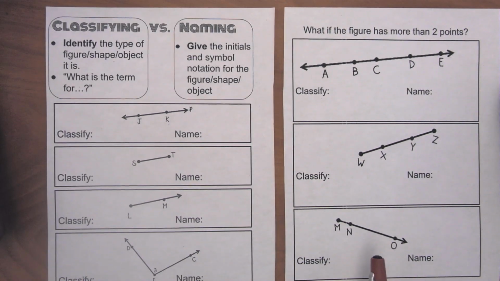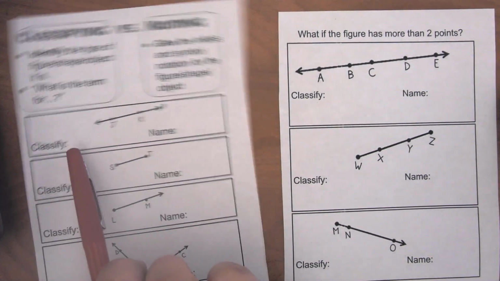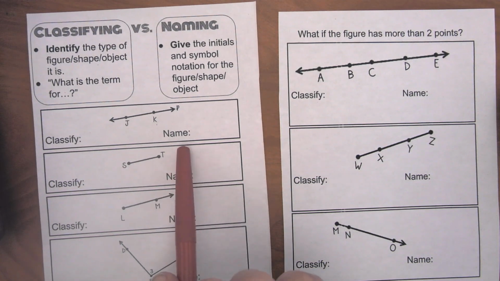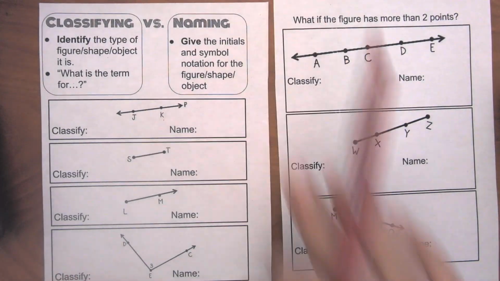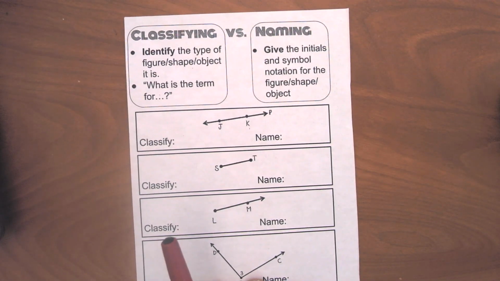So we're going to go over these examples and talk about the difference with each one between the directions that say classify and the directions that say name. So you can cut it in half right up the middle. It's going to go on 2 separate pages in your notebook. We're going to start with this one.